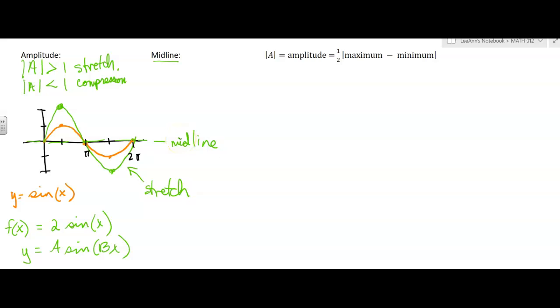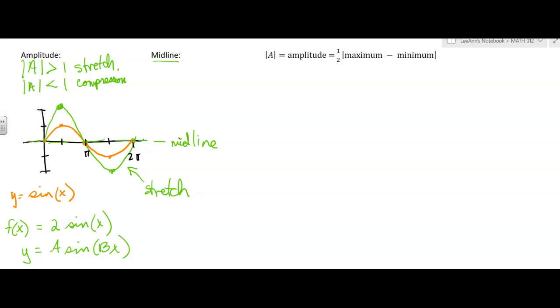But see, later on we could have a vertical shift and the whole thing could shift up or down. And so the midline might change, okay? But it has to be halfway. The midline has to be halfway between your highest and your lowest, your extremas, your maximum and your minimum, okay? So that's where the midline will be.